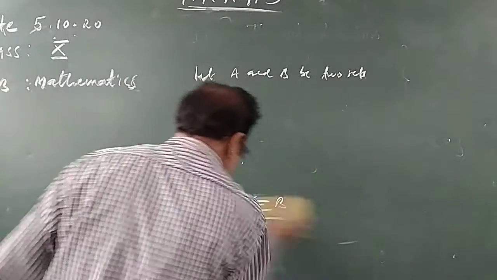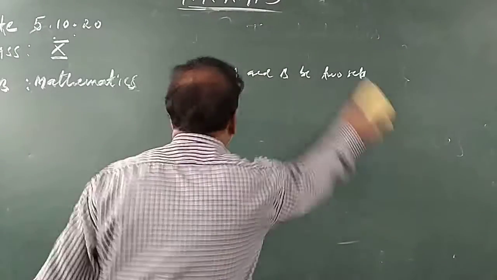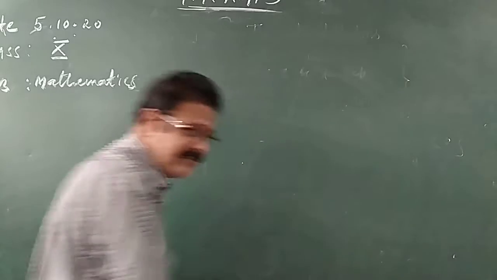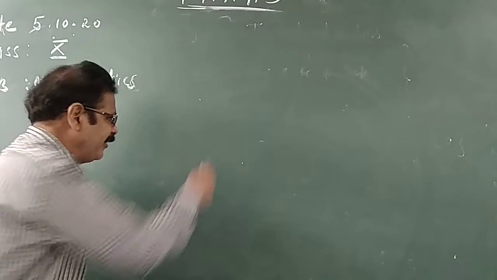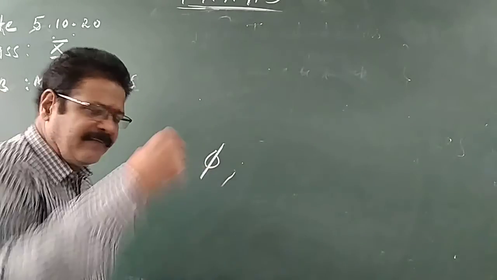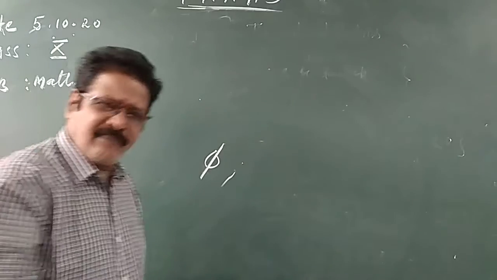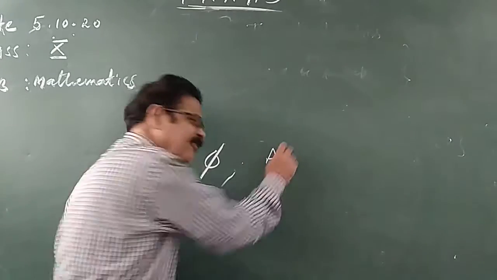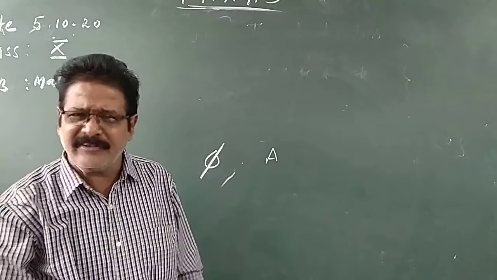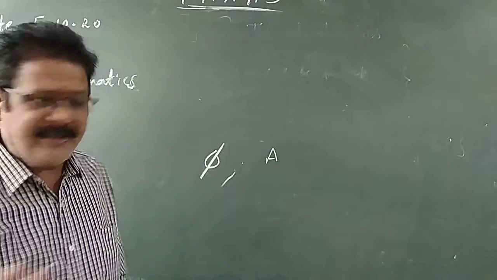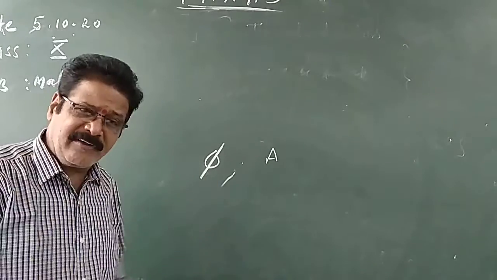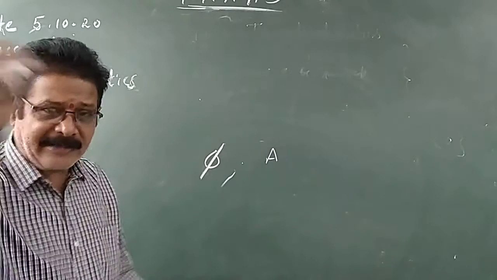So the empty set is a subset of every set. Every given set is a subset of itself. For example, A is a subset of A, B is a subset of B, C is a subset of C, D is a subset of D, like that. The empty set is a subset of every set and every given set is a subset of itself.